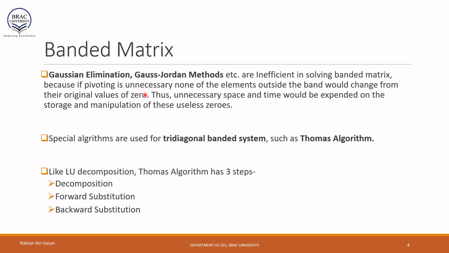Like the LU decomposition method that we have covered in the last few lessons, the Thomas algorithm also has 3 steps: the decomposition step, the forward substitution, and the backward substitution. If you remember, the same 3 steps were used for LU decomposition. If you do not remember, please go through the last couple of lessons to grasp the details of these 3 steps.